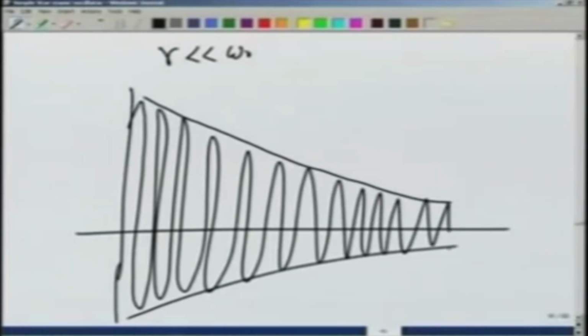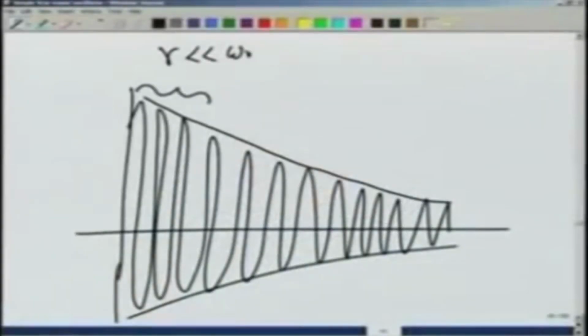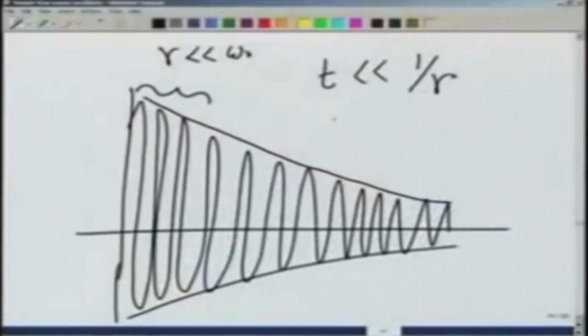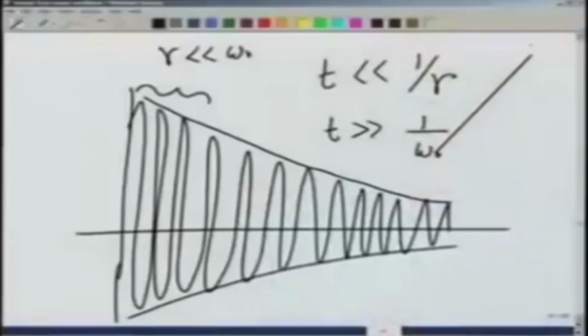So, if I observe the system over a short period of time, that time which is much smaller than 1 over gamma, over that I will find that the system moves roughly with the same amplitude, and t is much greater than 1 over omega 0. So, within this time there have been many oscillations, but at the same time it is much less than 1 over gamma. So, the amplitude has not changed significantly.